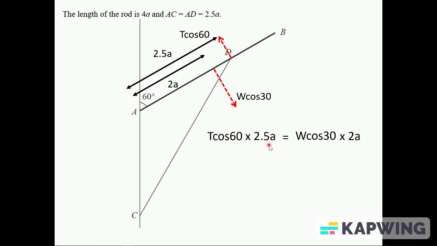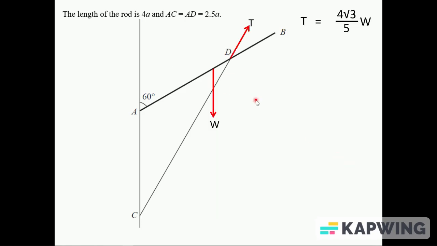It wants an exact answer in terms of W. So to simplify, I'm going to get rid of the a's. I'm going to double both sides, make that 5 and that 4. Cos 30 is root 3 over 2. And cos 60 is a half. So that's 5 over 2 times T. And this is 4 root 3 over 2 times W. 4 root 3 over 2. And then multiply by 2 over 5. Multiply by 2, divide by 5. I get the required answer.